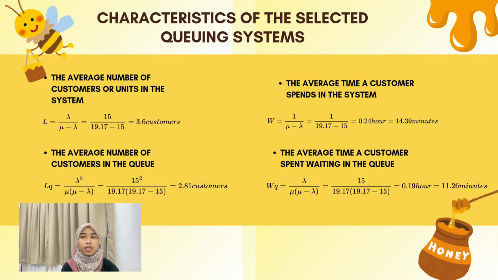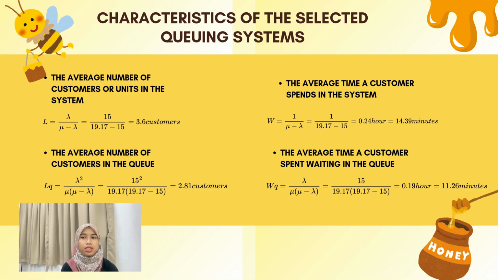Characteristic of the selected queuing system. First, the average number of customers in the system. Formula of L equal to lambda over mu minus lambda, equal to 15 over 19.17 minus 15. We get L equal to 3.6 customers.